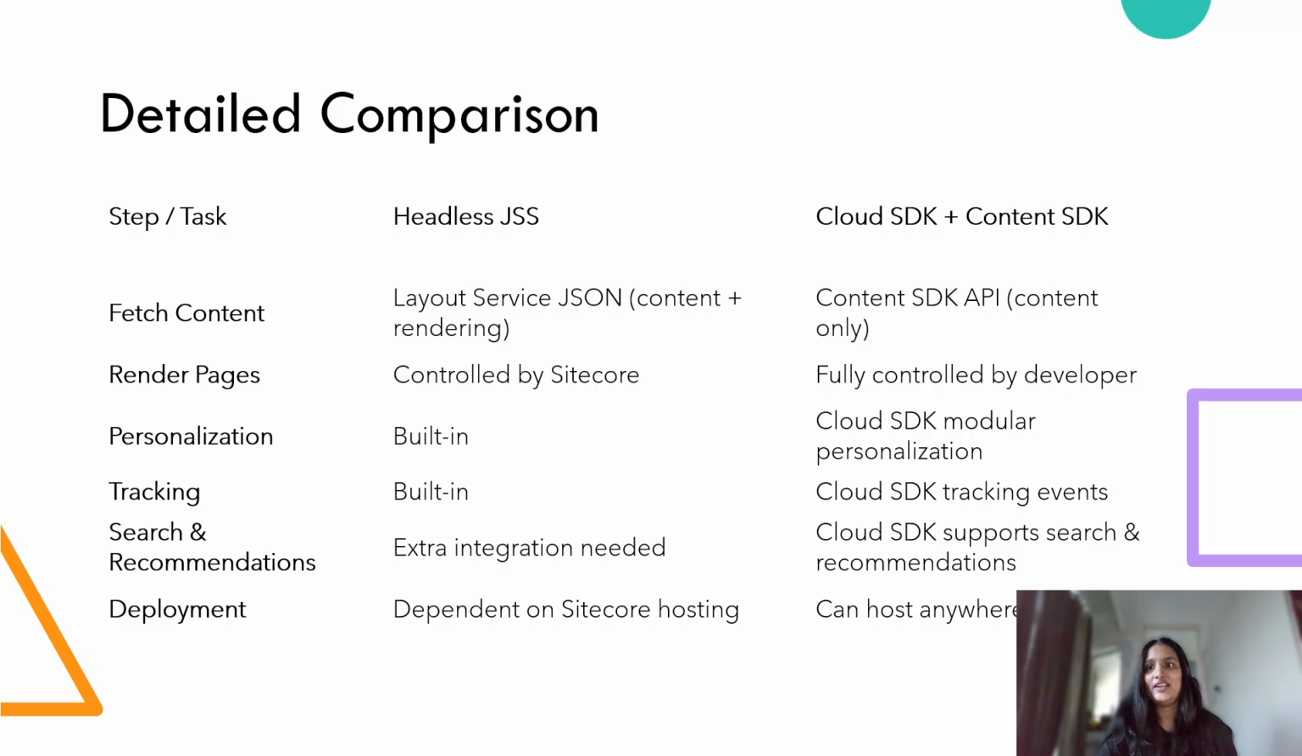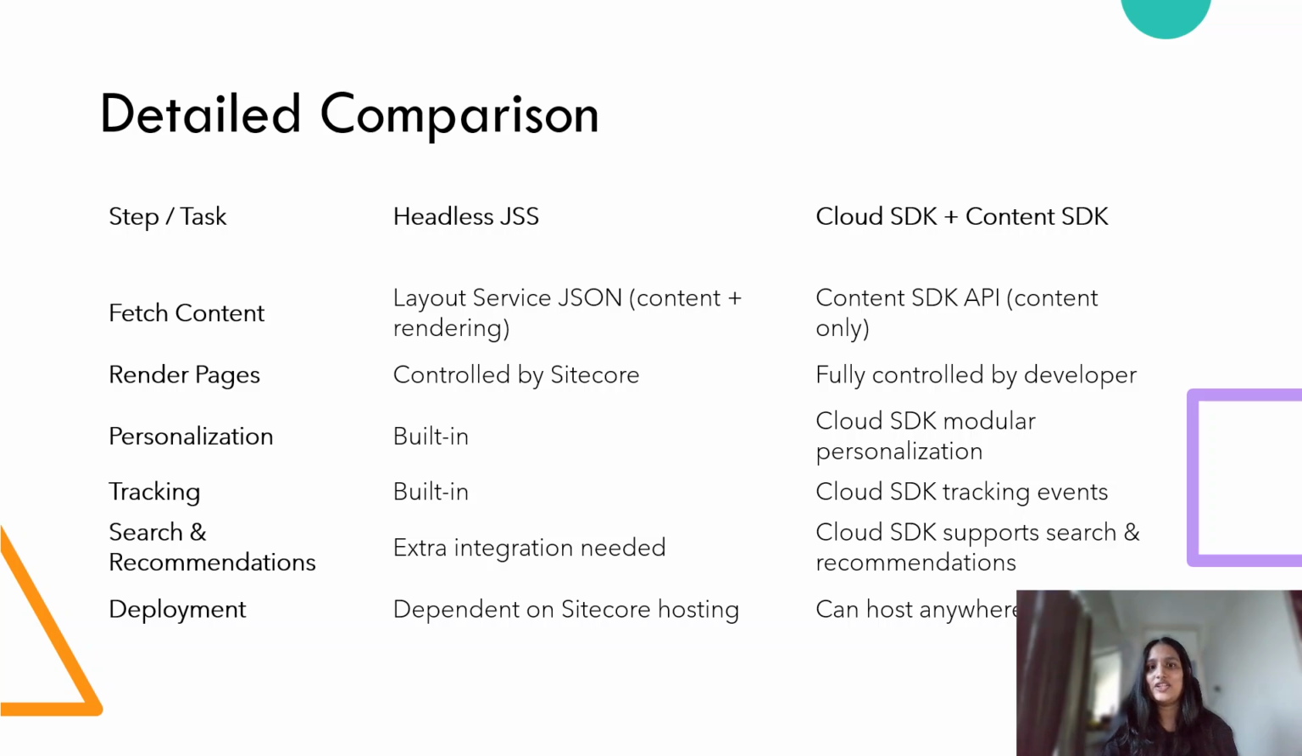Second one is rendering pages. Rendering pages is a big difference. In JSS, Sitecore partially controls the layout. You can't change some things directly and easily. But with the Content SDK and Cloud SDK, you have full control. You can decide the structure of your pages, the routing, and how components render. You can fully design your front end.